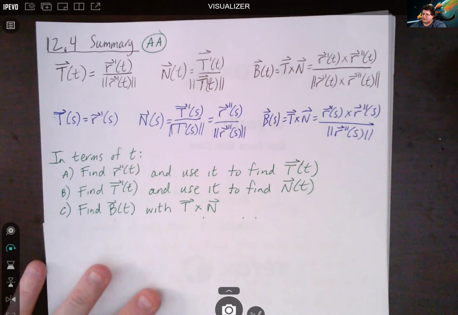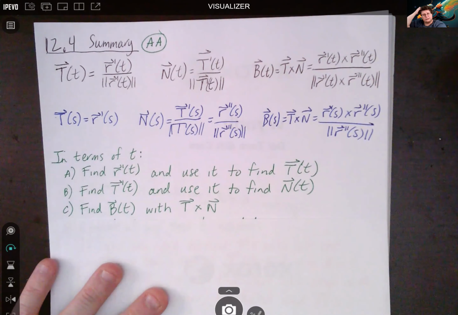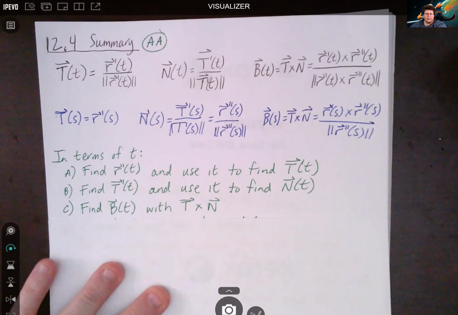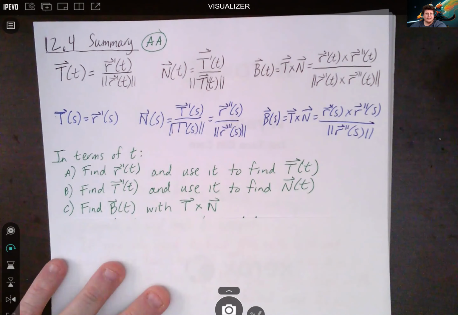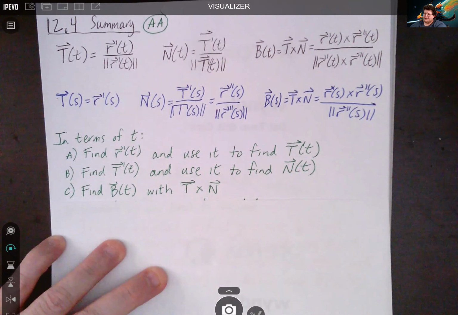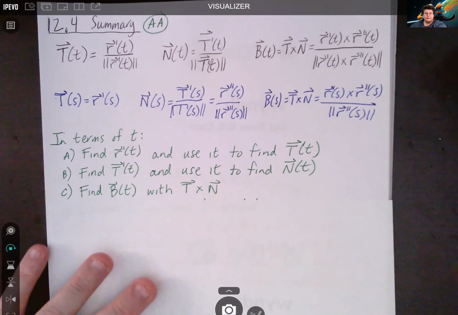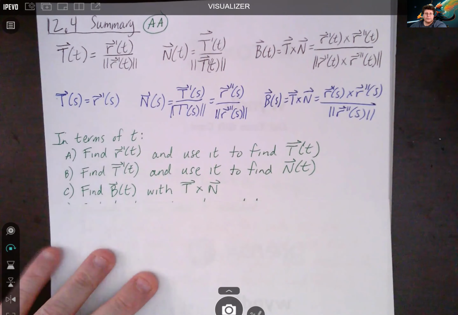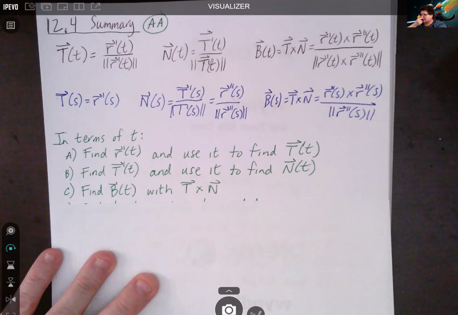So in terms of t, steps to follow: find r prime and use it to find the tangent vector by dividing it by its magnitude. Then we're going to find the derivative of the tangent vector. We'll divide it by its magnitude and use it to find the normal vector. And then we'll use the cross product T cross N to find the binormal vector.